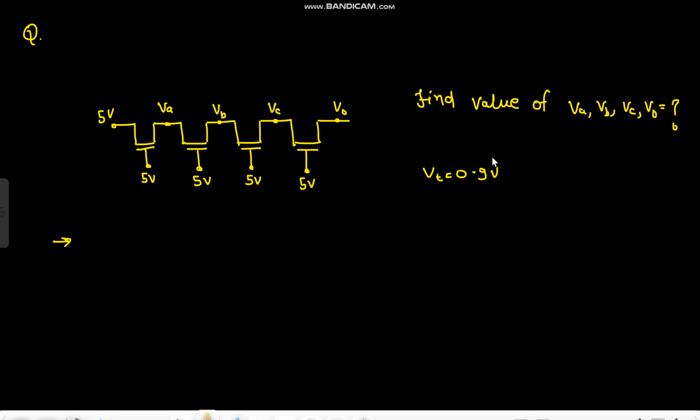Hello everyone. So this question was asked to one of my friends in his Google hardware interview. What you need to do is find VA, VB, VC and V naught here, and the VT value is 0.9. From the VT value we can conclude that it is NMOS. These are standard kind of questions.